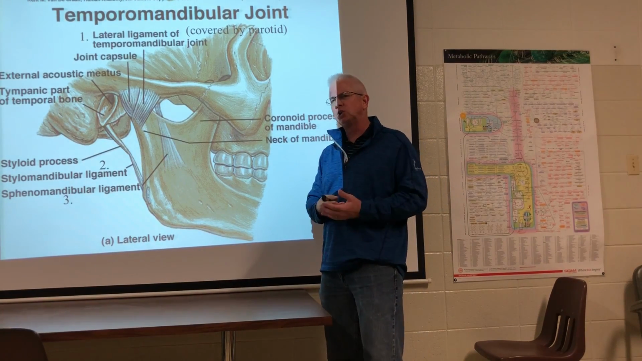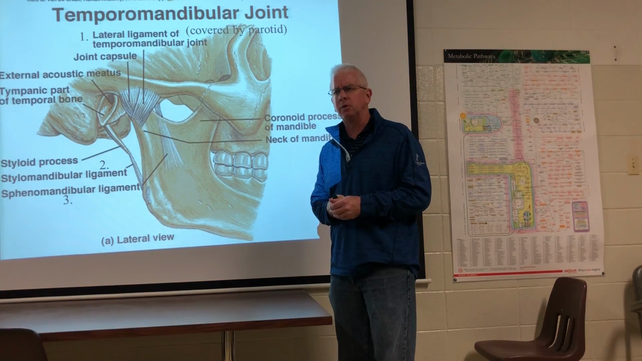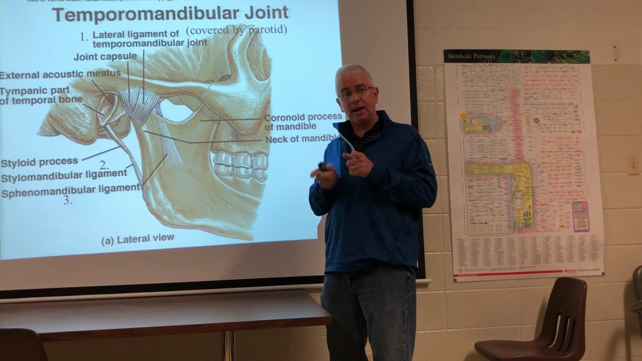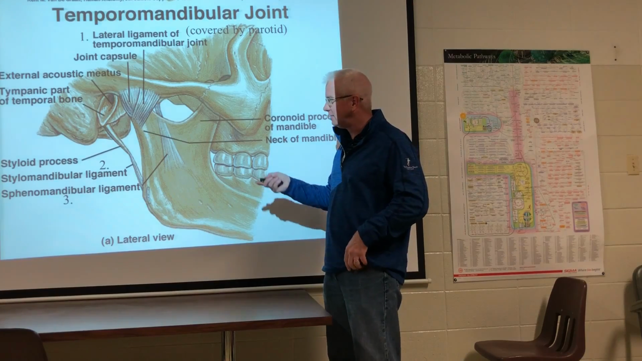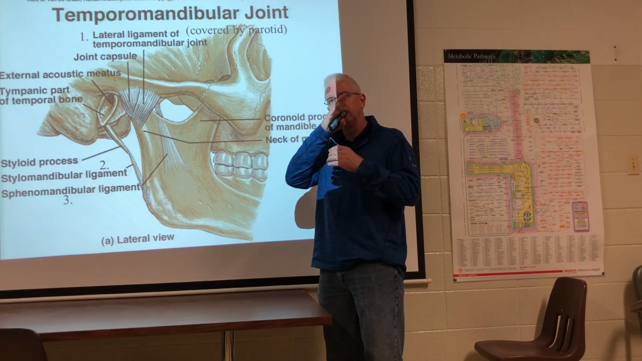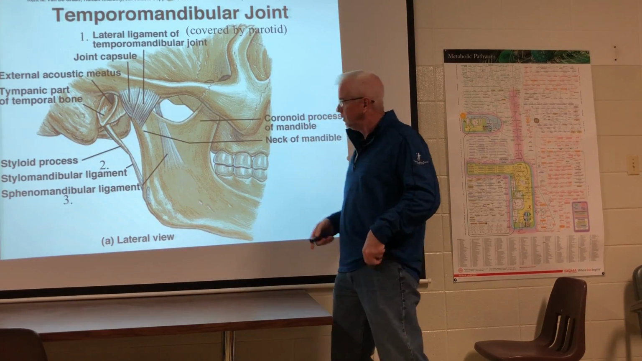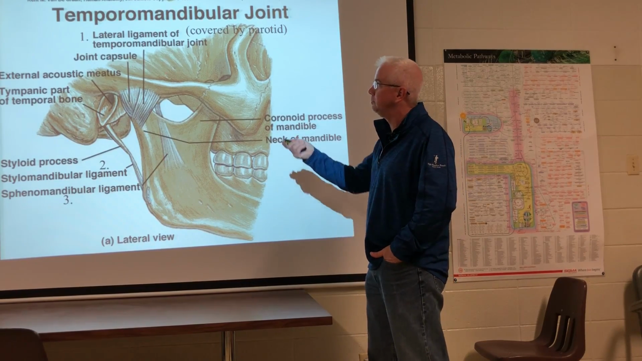So which direction does the sphenomandibular ligament run? Does it run straight up and down? No, which way does it go? Yeah, it's angled. You can't really see that in this two-dimensional image. From the sphenoid over to the mandible, the sphenomandibular ligament. Those are the big three, the big one here.